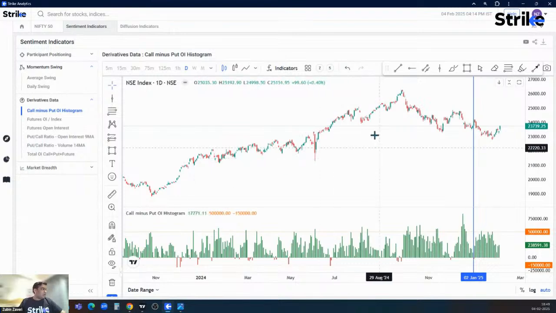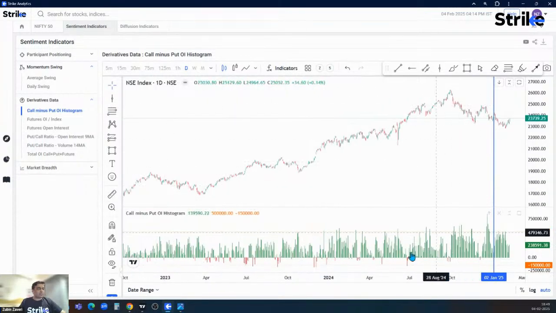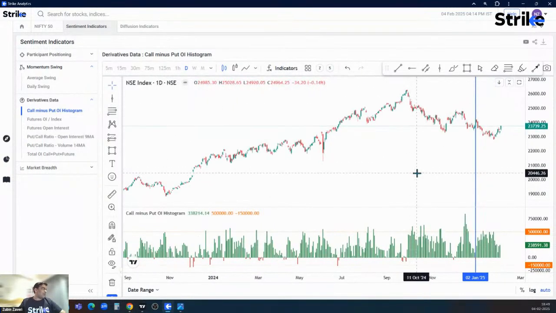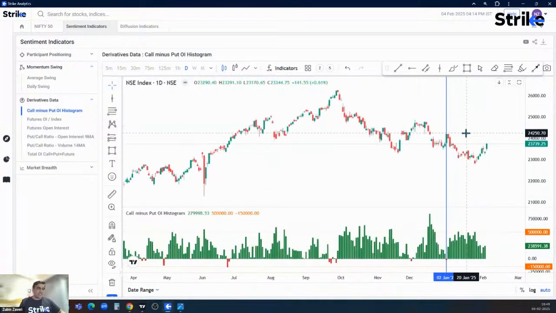That is what we can analyze from this particular data over here, the call minus put histogram. And always understand, on the Strike platform, all these indicators we are looking at from the seller's point of view only. So if the call minus put OI is in green, that means there is more call writing that has happened than put writing. Always understand that language and then accordingly take your positions.